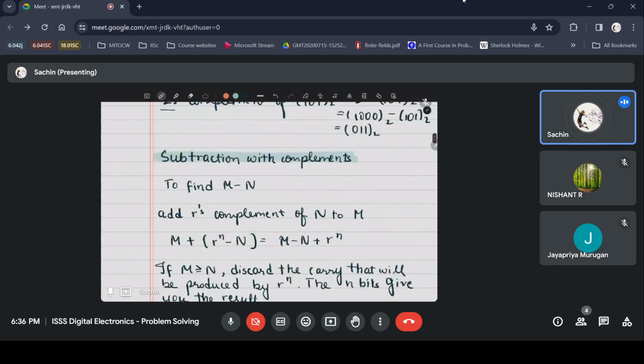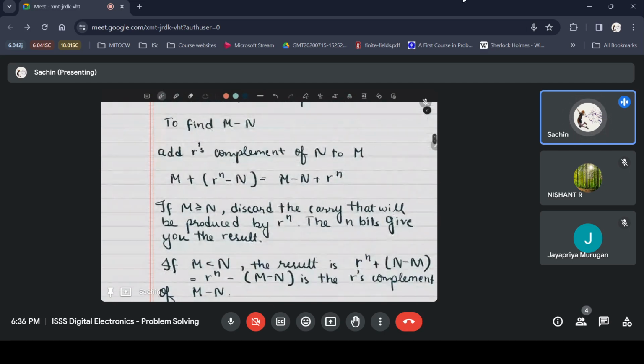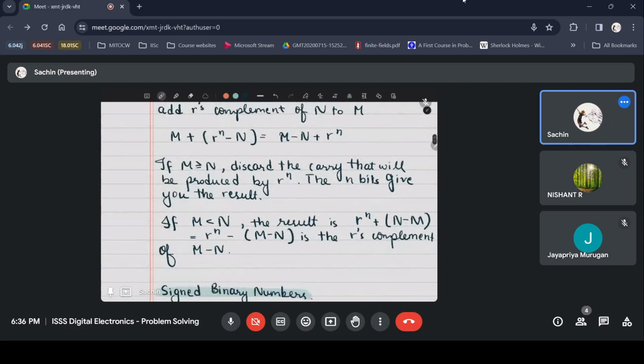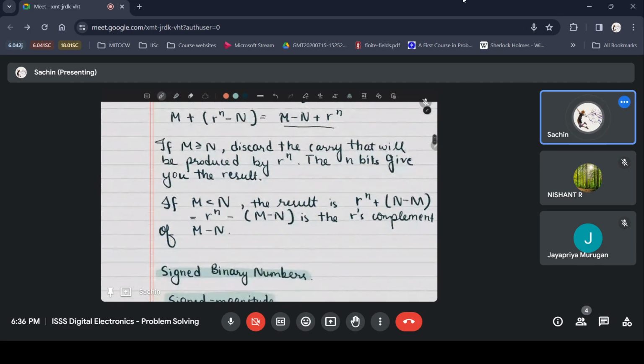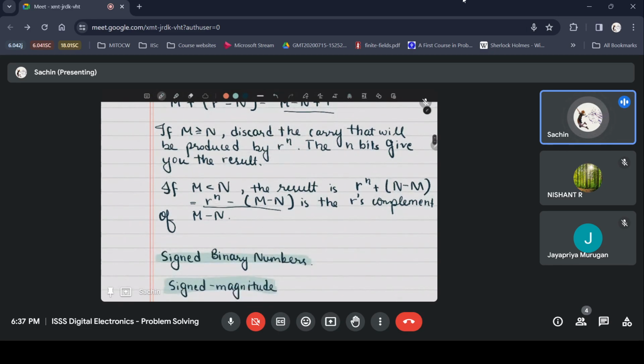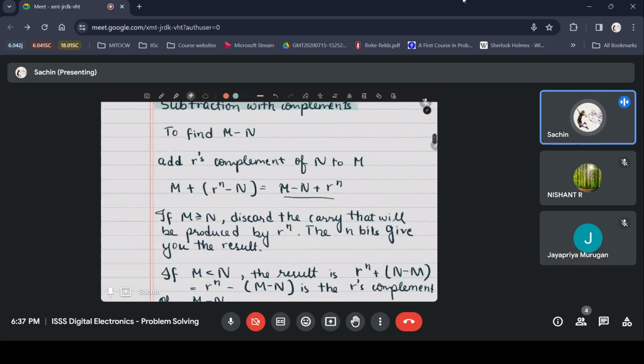But in case M is the smaller number and your result is negative, then this M minus N plus r power n can be written as r power n minus (N minus M). So it's the r's complement of N minus M. So you already get it in the negative form. If you take the r's complement of this number again, you will get the magnitude of the difference. So that's performing subtraction using complement.